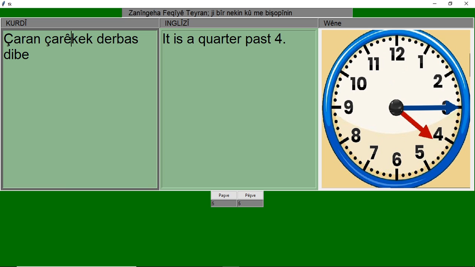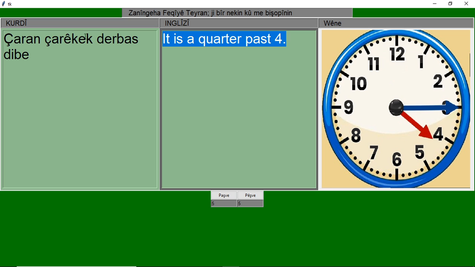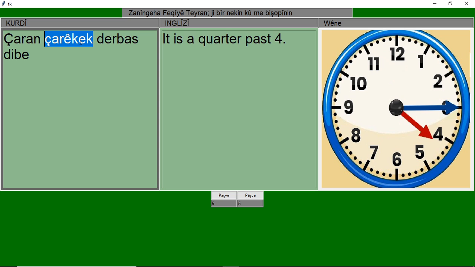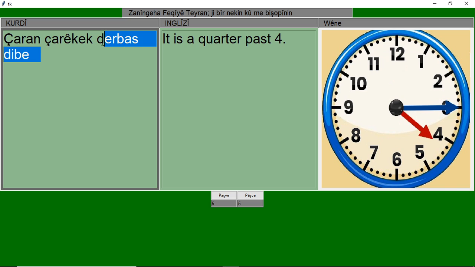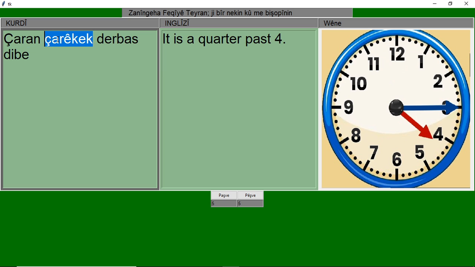Okay, çaran çarikak derbas debe. It passes 4 with 15 minutes. It's quarter past 4. It is a quarter past 4. And çarikak derbas debe. So as I said, if it is in this side, you say derbas debe. And if it is in this side, you say maye. And that's it.